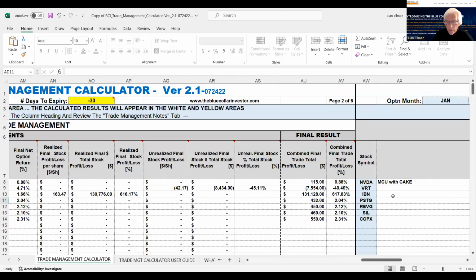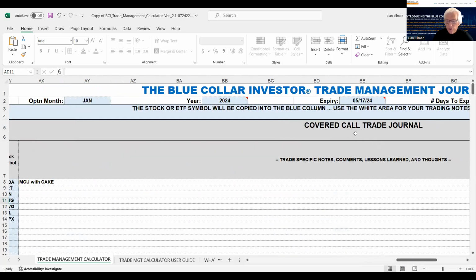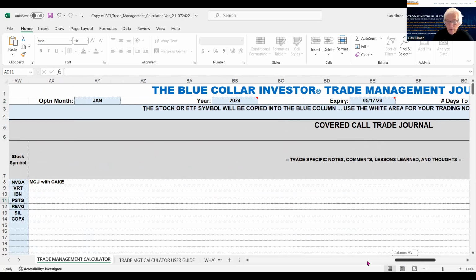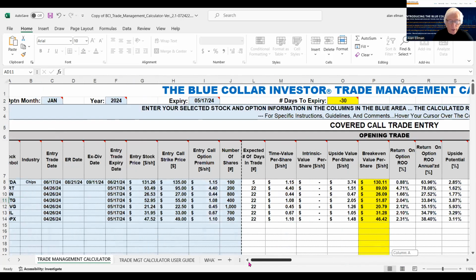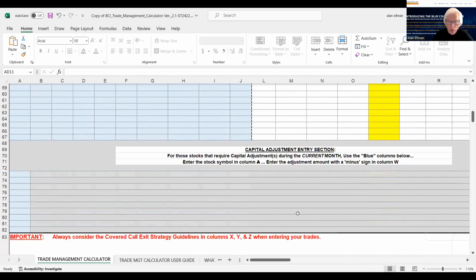Now, the third section for each covered call writing is a trade journal. This is the covered call trade journal, and you can make entries into the journal, which is a very helpful asset when you're learning about your trades. Now, I'm just going to scroll down and briefly show you that we also have a capital adjustment section, which is used when you're doing more than one exit strategy in the same contract cycle. And this is something that will be detailed in the user guide that comes with the spreadsheet.